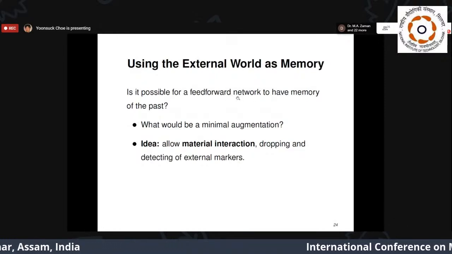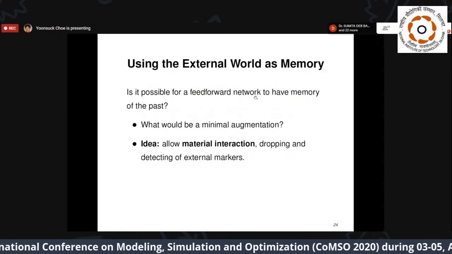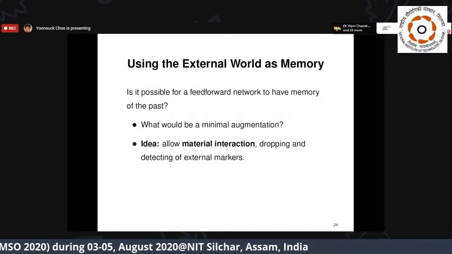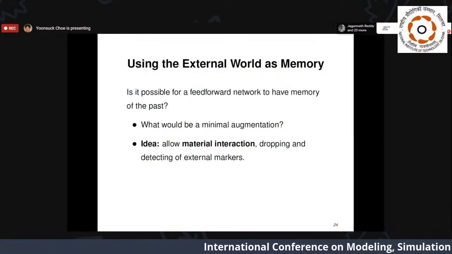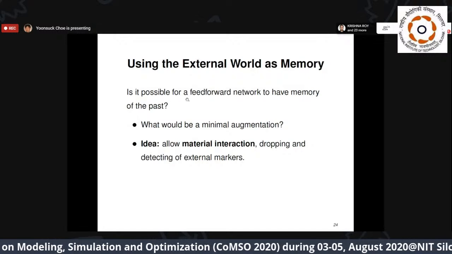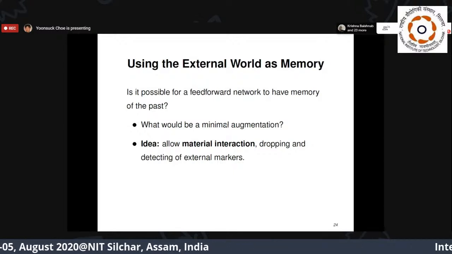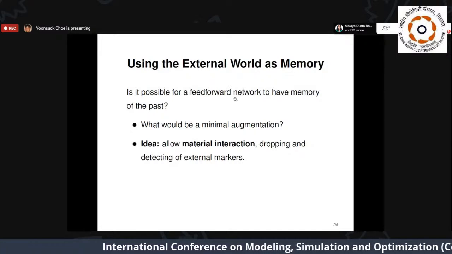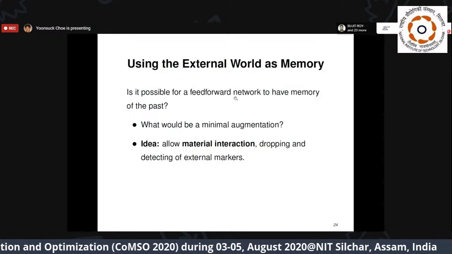So from a neural network perspective, we know about the feed-forward neural network, which is reactive. It just takes an input from the present and generates an output. It doesn't have any memory of past input that came by. So to deal with these past inputs, we have to have a recurrent neural network. But we can think about this question: is it possible for a feed-forward neural network to have memory of the past? And we can then think about what would be a minimal augmentation without changing the feed-forward network's topology. We don't want to add loops to it, because that's the obvious solution to give it memory of the past.